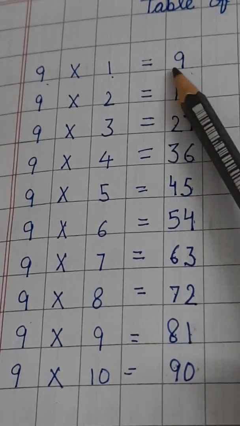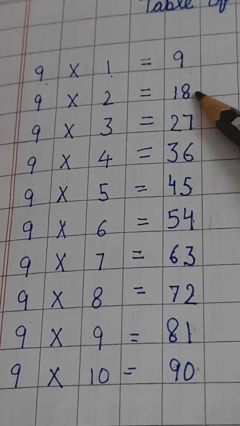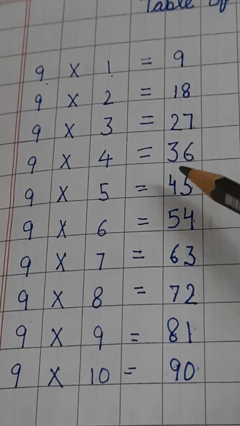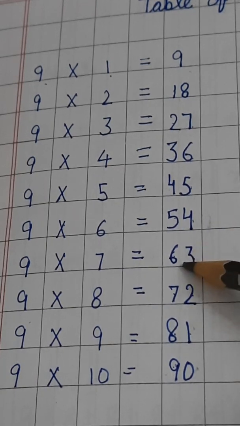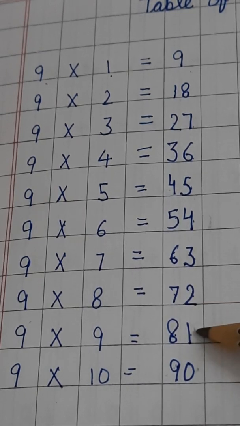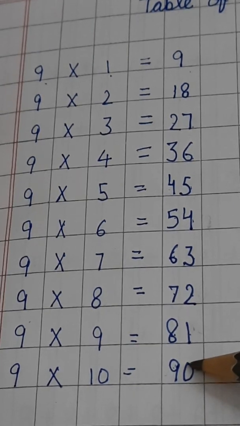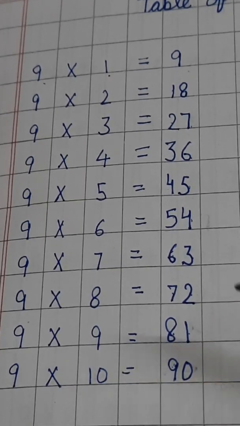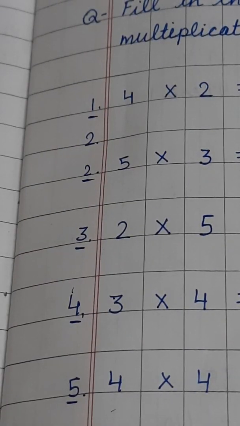Okay. So now this time I will not speak the answer. You will speak. Okay. 9 1 are, 9 2 are, 9 3 are, 9 4 are, 9 5 are, 9 6 are, 9 7 are, 9 8 are, 9 9 are, 9 10 are. Very good children. So children, now I will ask some dodging table. Okay, let's practice dodging table.